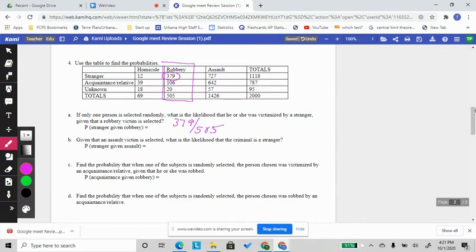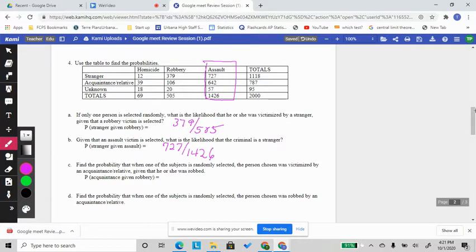Given that an assault victim is selected, so we're given an assault victim. So next one would be, let me erase that one. Okay, so now we're given an assault victim. That's all we're given. What is the likelihood that that criminal is a stranger? So it would be 727 over 1426. Your denominators are always the total unless you're doing a given problem.